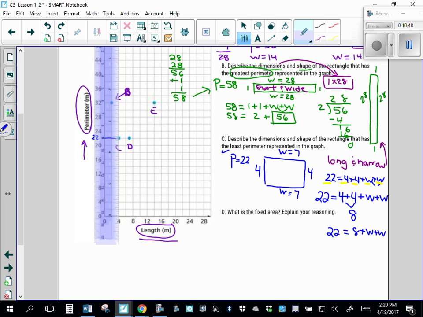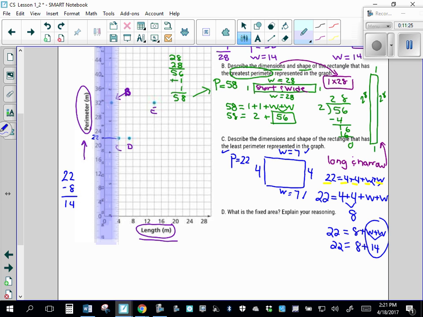I just put in the 8 instead of 4 plus 4. Yeah, but how do you know to subtract? Well, I'm going to do the inverse operation and take away 8 from 22, and I get 14. That tells me that 8 plus 14 is 22. So both of these W's together make 14. So 2 of the W's make 14, so 1 W has to be 7, because that's half of 14.